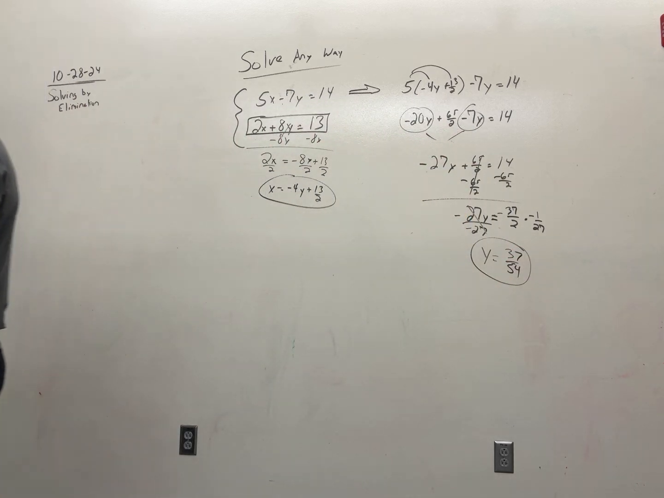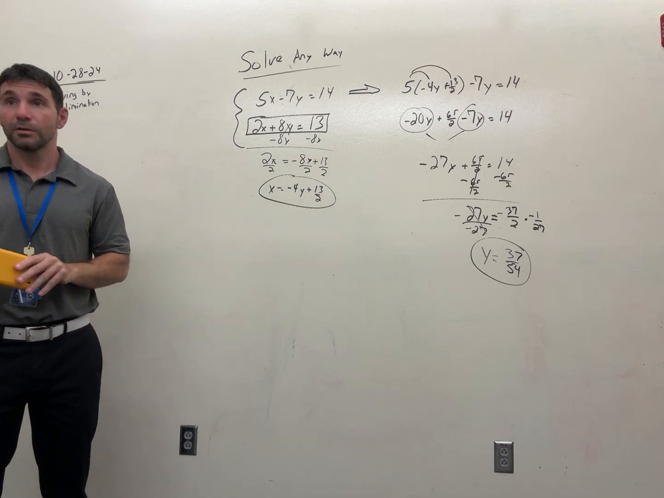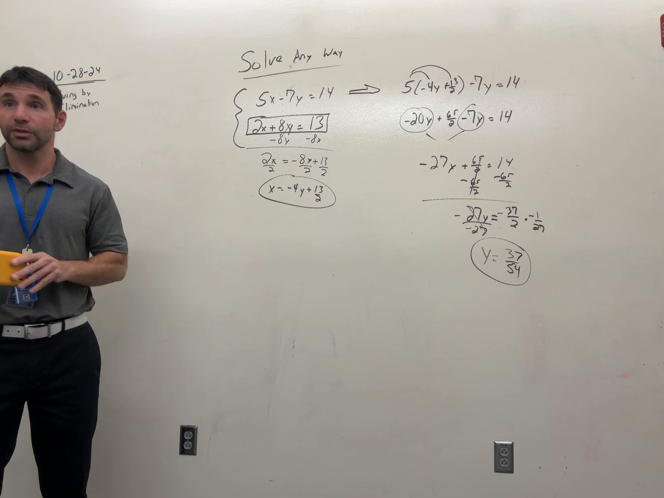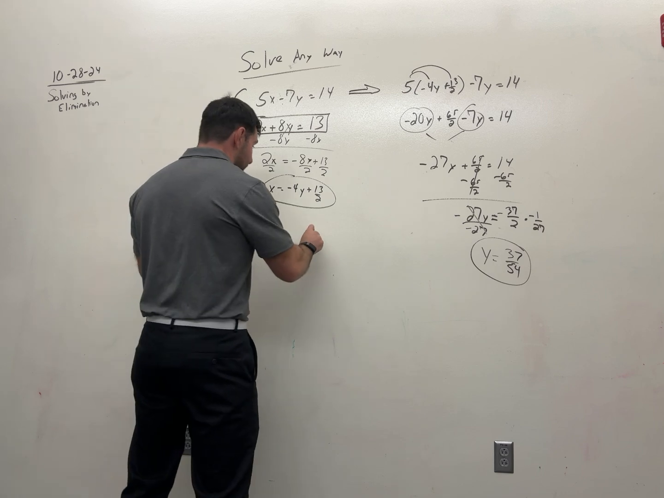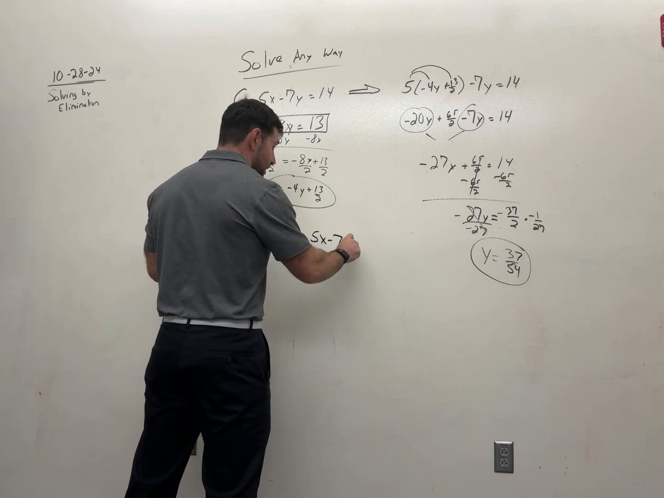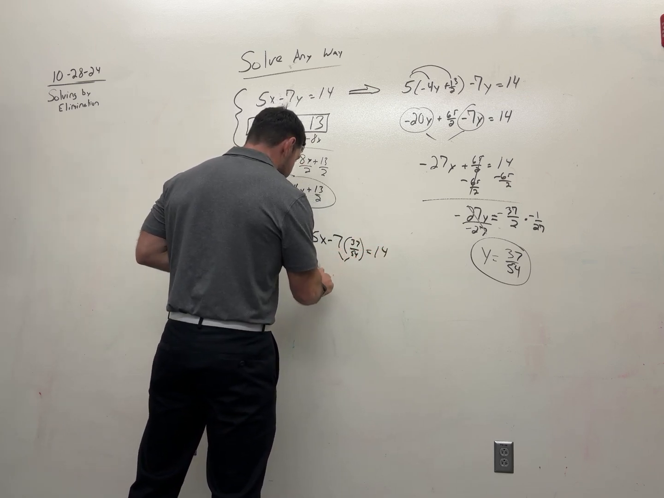Whoo-wee! Now you're starting to realize this calculator is pretty amazing. So you have 37 halves times a negative 1, but it's a negative 37 halves. Okay. So now what do we do? Who remembers? So we have y. What do we have to do? We're solving by what? This is called substitution, so we have to substitute it back in. It doesn't matter, substitute it into one of them. So I'm going to say 5x minus 7 times 37 54ths equals 14. So get your calculator.